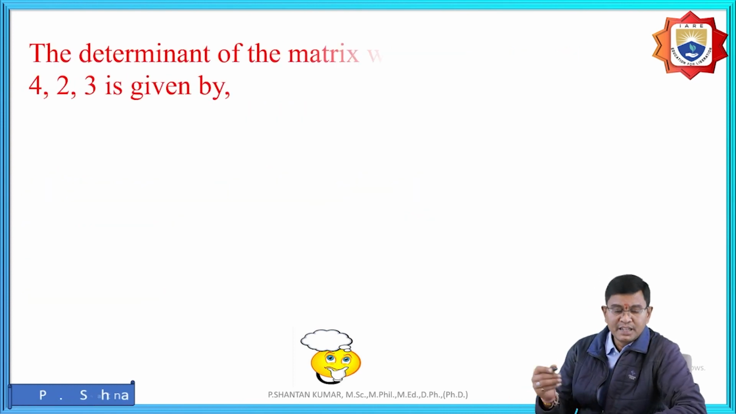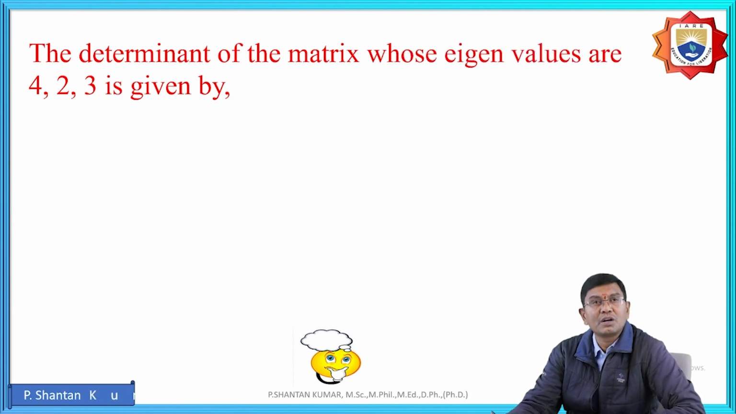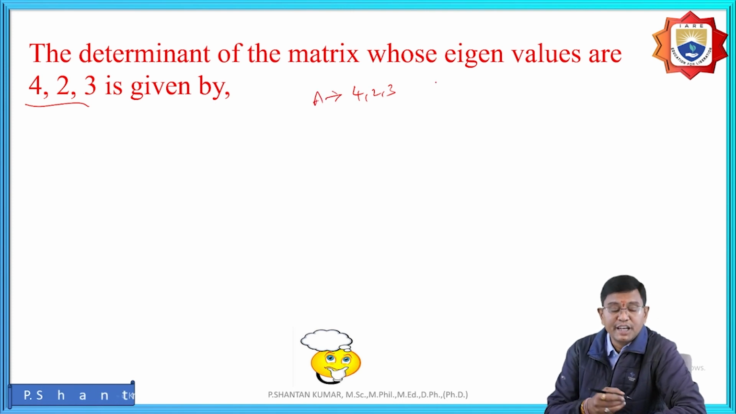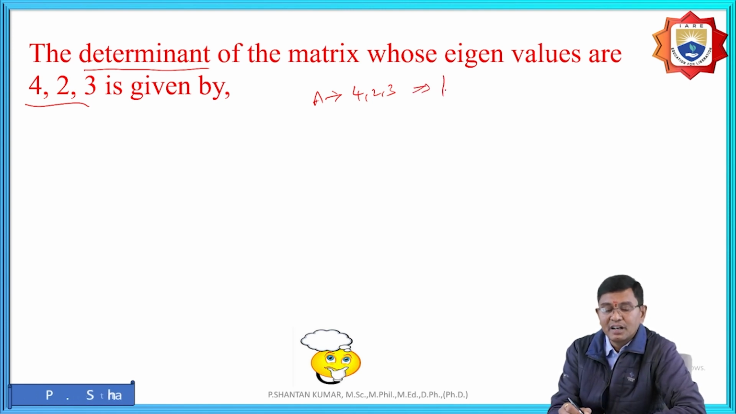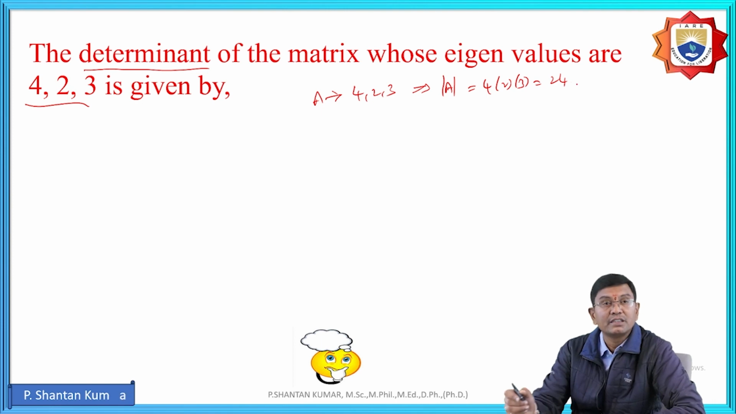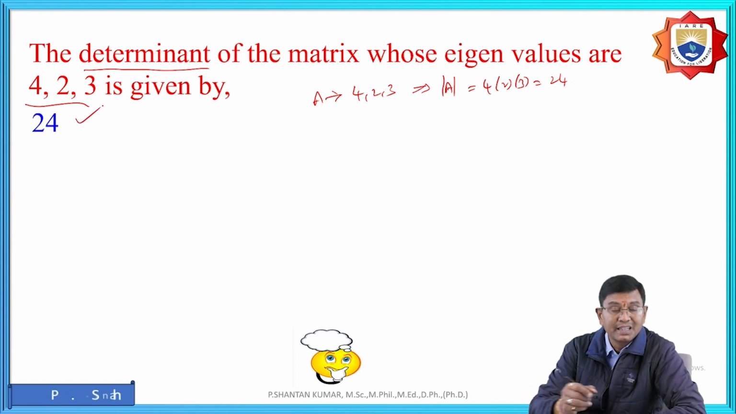The determinant of the matrix whose eigenvalues are 4, 2, 3 is asked. Here 4, 2, 3 are the eigenvalues of the given matrix A. They are asking for the determinant. As per the property, the determinant of A is the product of the eigenvalues. That is 4 into 2 into 3, which is, sorry, not 36, it is 24. So 24 is the determinant. The condition is satisfied.